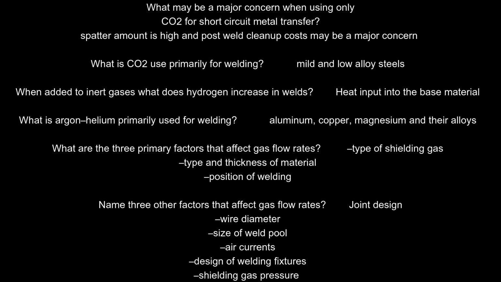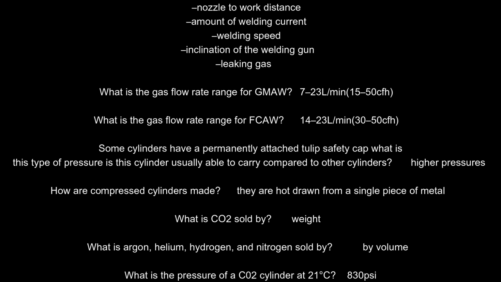What are the three primary factors that affect gas flow rates? Type of shielding gas, type and thickness of material, position of welding. Name three other factors that affect gas flow rates. Joint design, wire diameter, size of weld pool, air currents, design of welding fixtures, shielding gas pressure, nozzle to work distance, amount of welding current, welding speed, inclination of the welding gun, leaking gas.